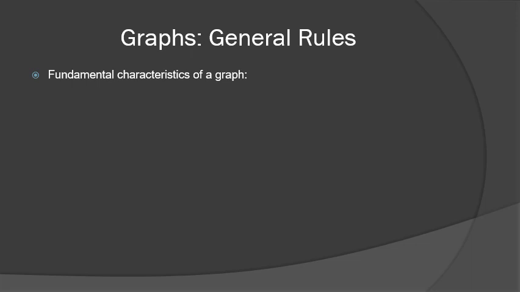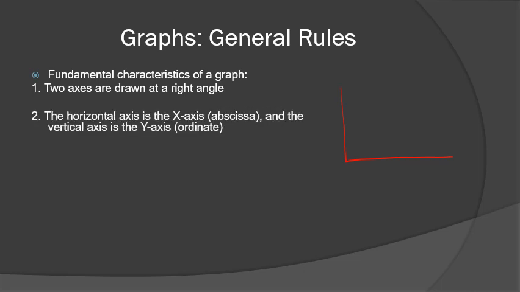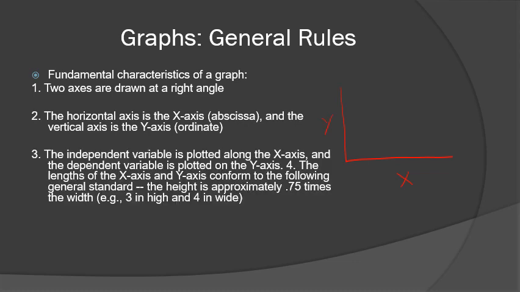Before we get into graphs, let's look at some general rules of graphs. There are some fundamental characteristics of graphs that we need to follow. Again, this should be review for you, so I'm not going to spend too much time on it. Our graph is going to be drawn at right angles. We're going to label the horizontal axis as X and the vertical axis as Y. The horizontal, the X, is going to be our independent variable, if we have one. The Y is going to be our dependent variable, if we have one.